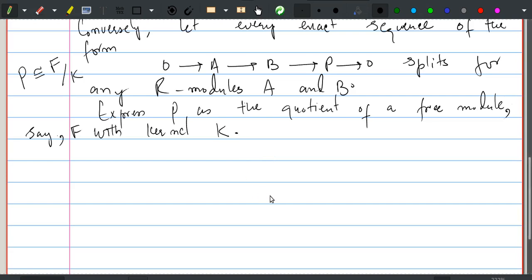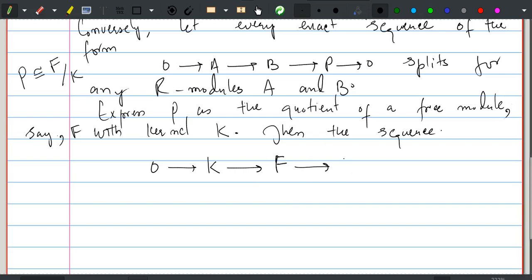So if this is the case, then we have this exact sequence: zero goes into K, where K is kernel, K goes into F, and F goes into P, P goes into 0. Obviously this is the exact sequence. Here this is the inclusion map and this is the canonical map pi.